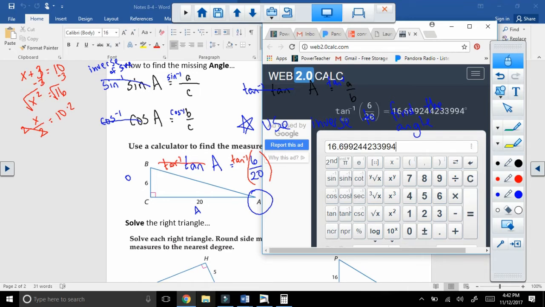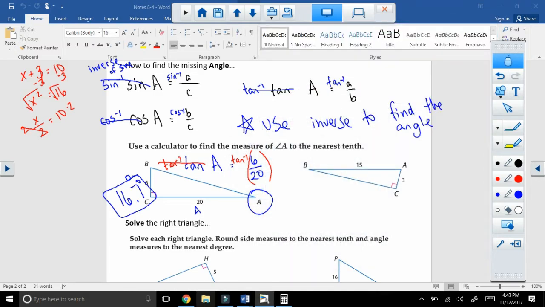And that is about 16.7, did the directions say? It's either going to be 0.7 or 0.70, and this is the way it should look. So the arctangent, or the inverse tangent of 6/20 is about 16.7 degrees. Let me go back and see what it said to round to. Yep, to the nearest tenth. So that would be my answer for that one.